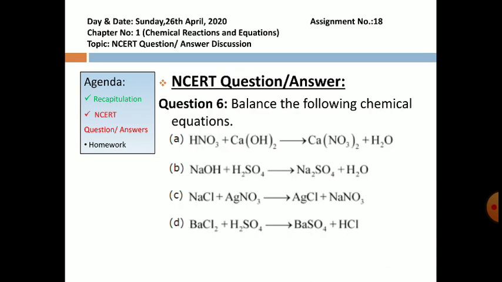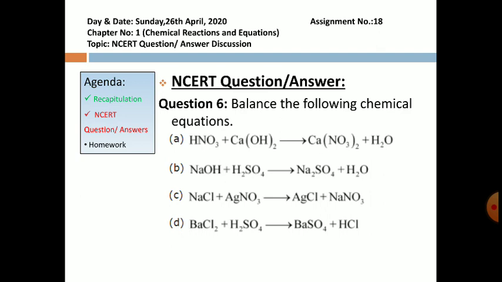Coming to question number 6, balance the following chemical equations. First equation is HNO3 plus Ca(OH)2 gives Ca(NO3)2 plus H2O. The balanced chemical equation becomes 2HNO3 plus Ca(OH)2 gives Ca(NO3)2 plus 2H2O.